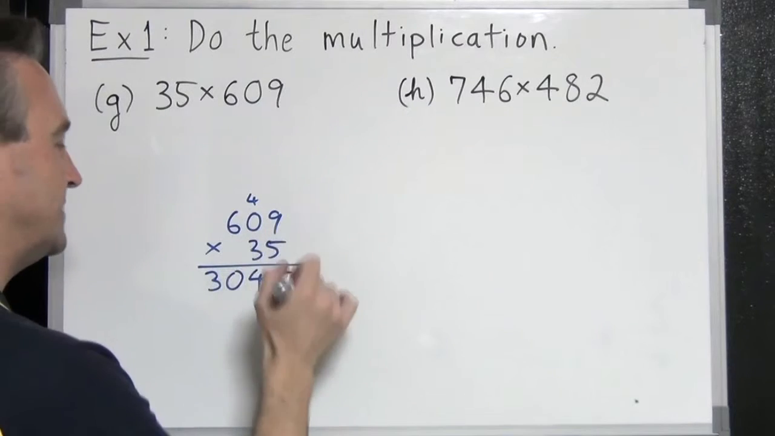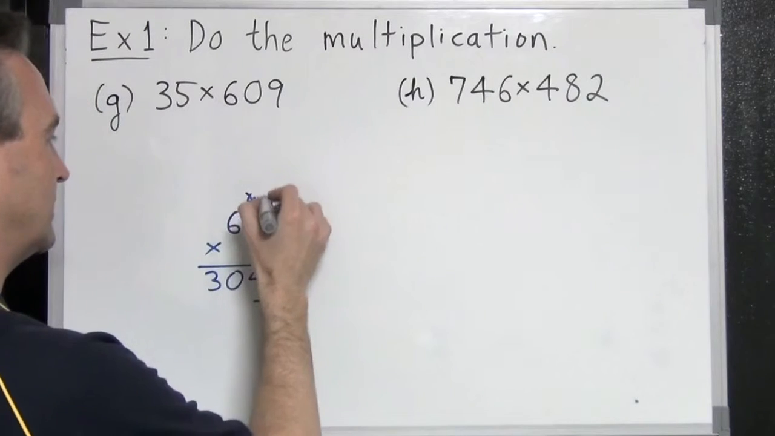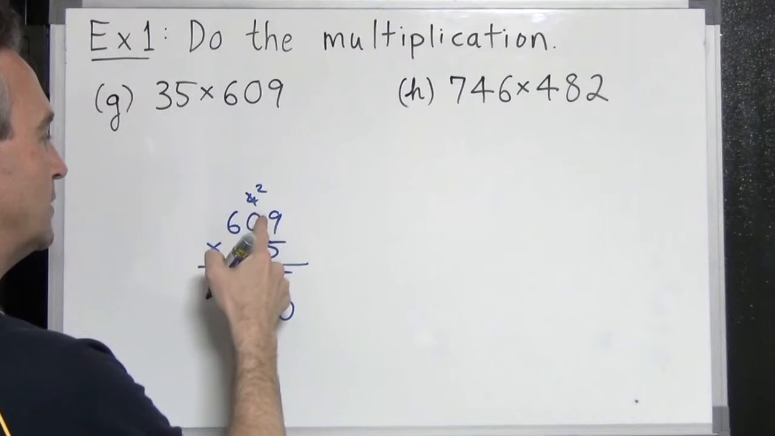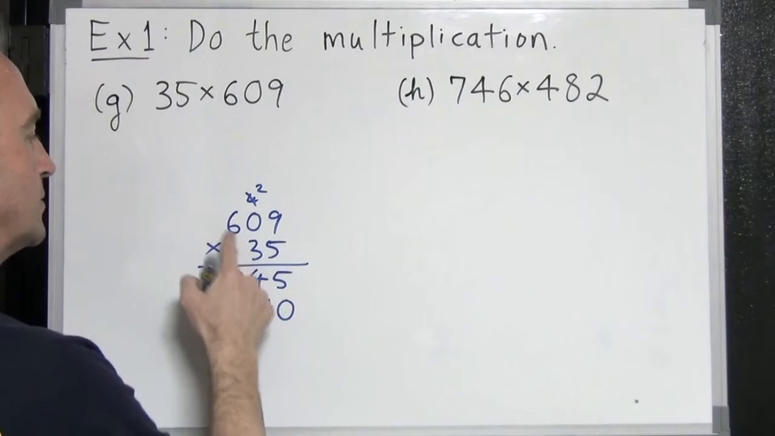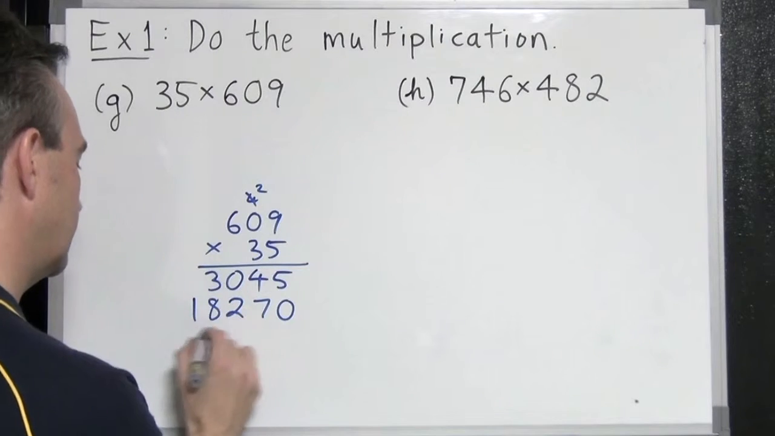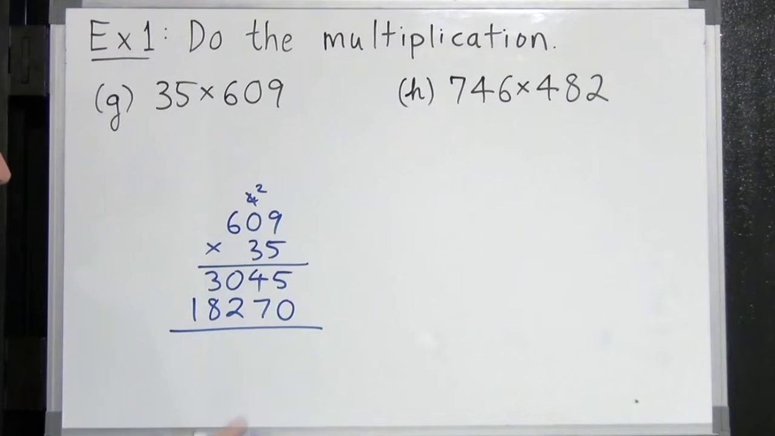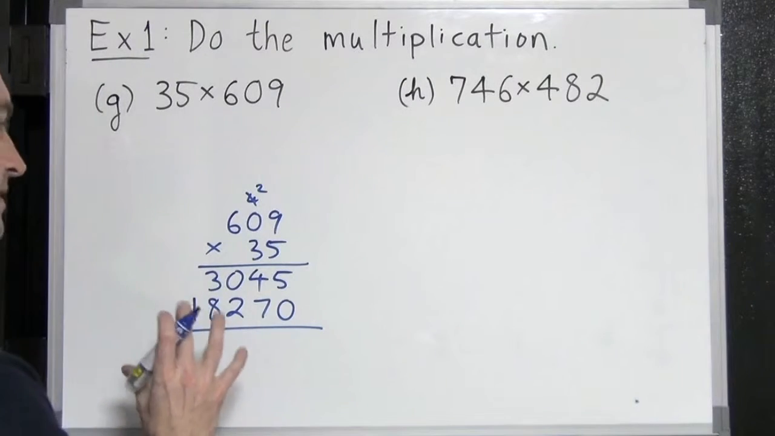3 9s are 27. The 7 goes down, we carry the 2. 3 times 0 is 0. 0 plus 2 is 2. And finally, 6 times 3 is 18. Okay, the numbers are a bit bigger, but there's no real additional working here. Maybe the numbers are just a little harder.